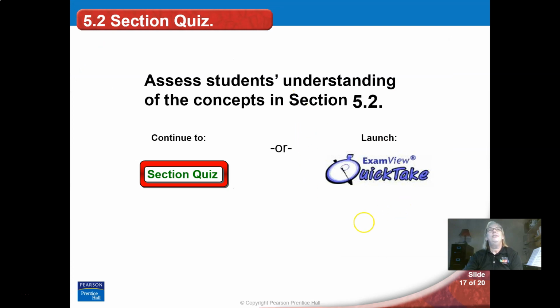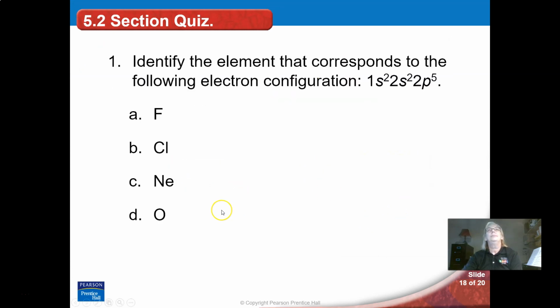So let's see how you do on this quiz. What element is 1s2, 2s2, and 2p5? If you grab your periodic table, 2 plus 2 is 4, plus 5 is 9. Look for element number 9 and see if you can find it. I'll give you a sec. All right, here we go. That is element fluorine. It's element number 9.